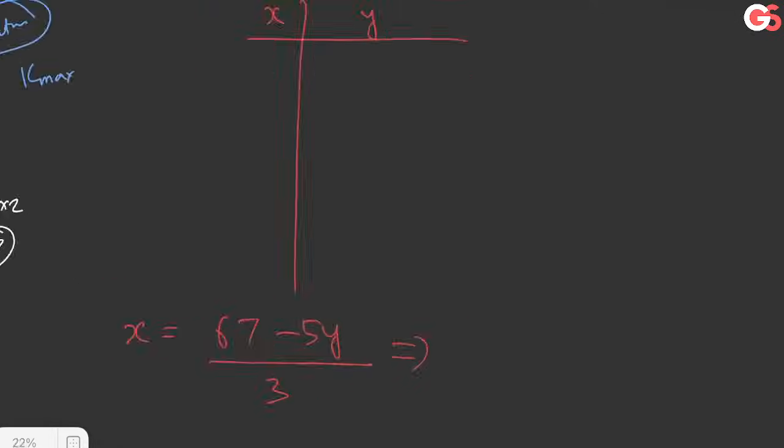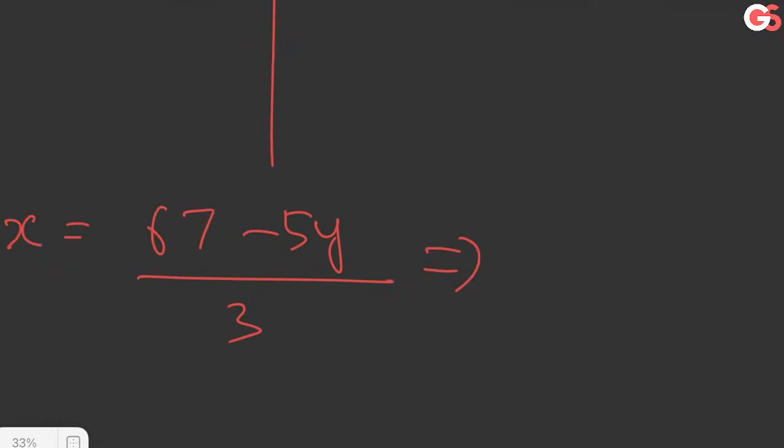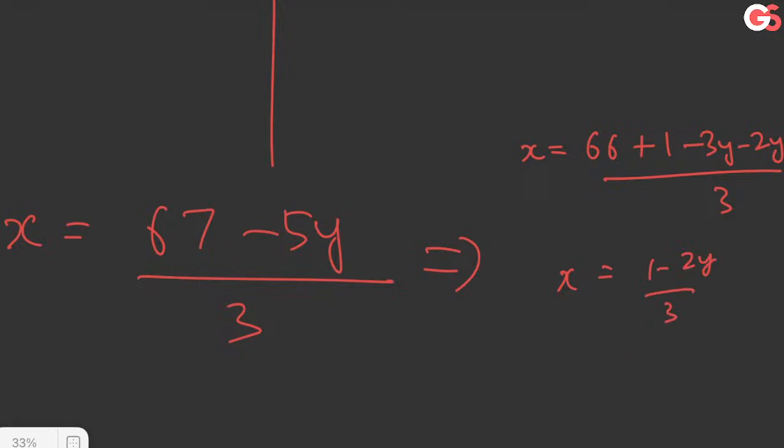Right? Now x can be written as (66 plus 1 minus 3y minus 2y) whole upon 3. Is that right? Here we are concerned only about (1 minus 2y) upon 3. Isn't it? We are concerned about this only. Is that cool?